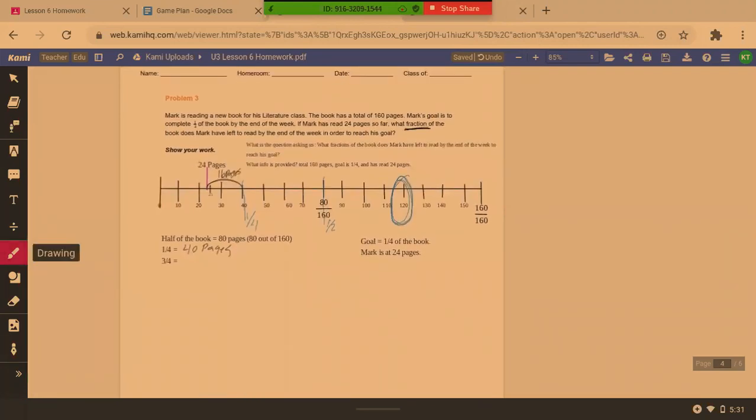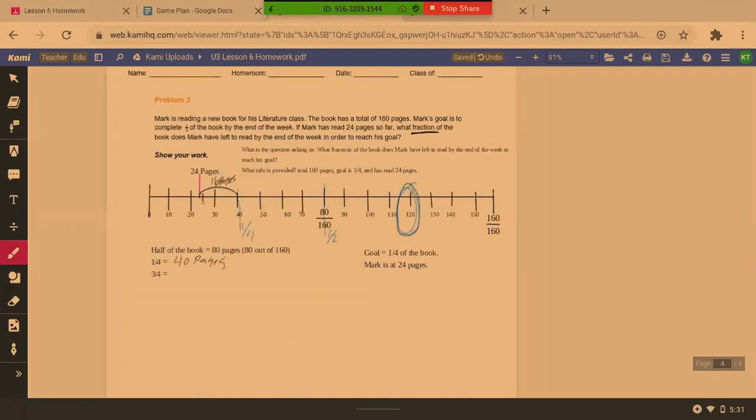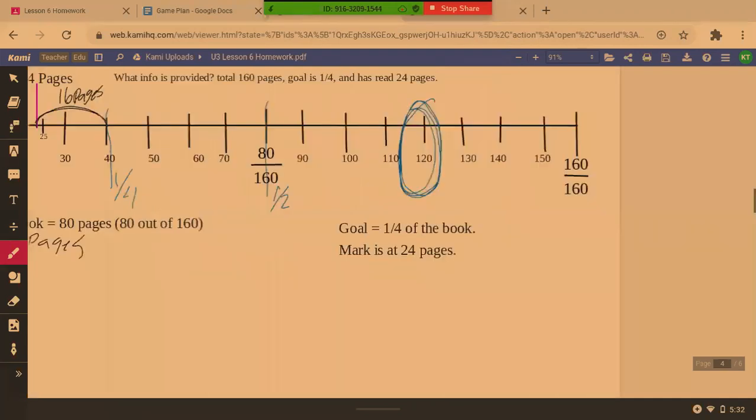Okay, I apologize for the previous work on this. So Mark is reading a new book for his literature class. The book has a total of 160 pages. Mark's goal is to complete 1/4 of the book by the end of the week. If Mark has read 24 pages so far, what fraction of the book does Mark have left to read by the end of the week to reach his goal? So his goal is to read 1/4 of the book.